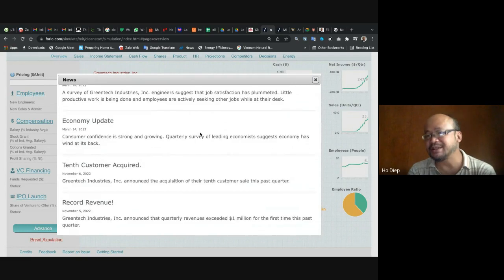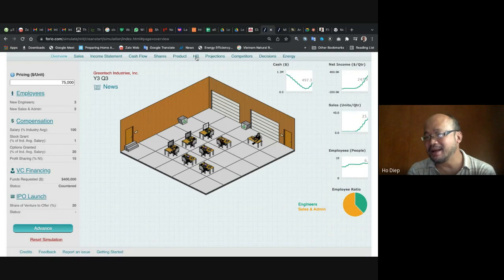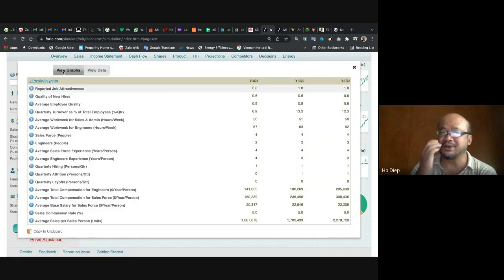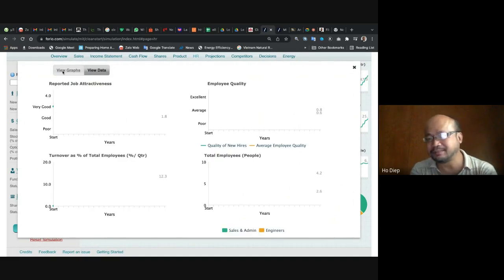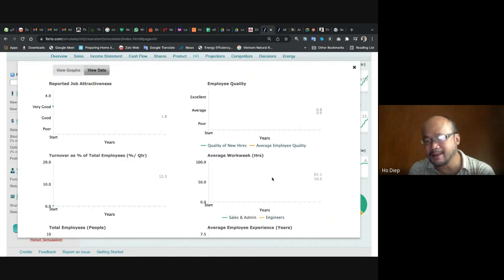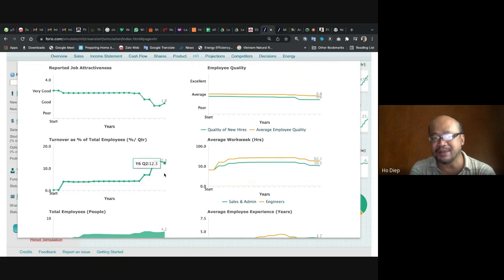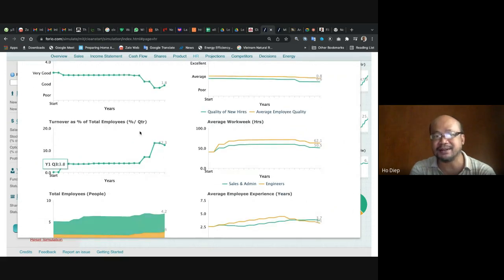We have record revenues, but we have not managed to attract any employees yet for some reason. Let's check on the graph. Work hours are actually decreasing. We are hiring, but we are losing people as well, so the turnover is increasing.